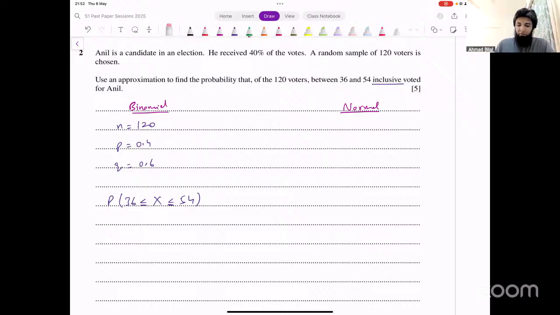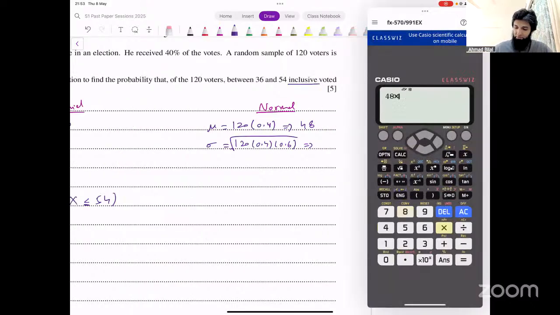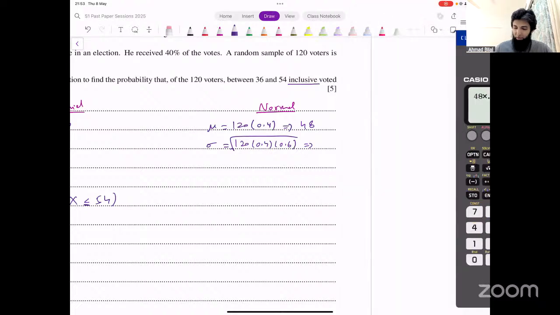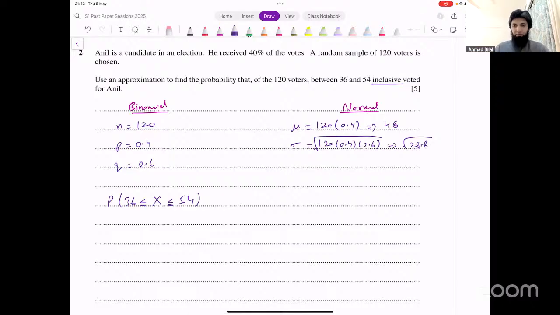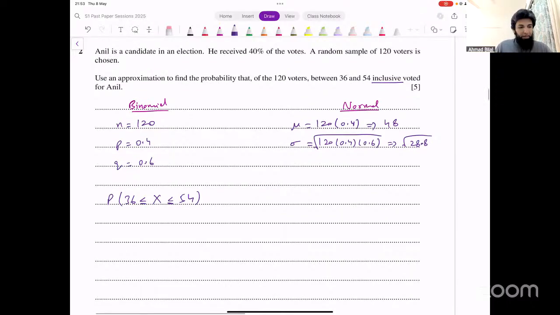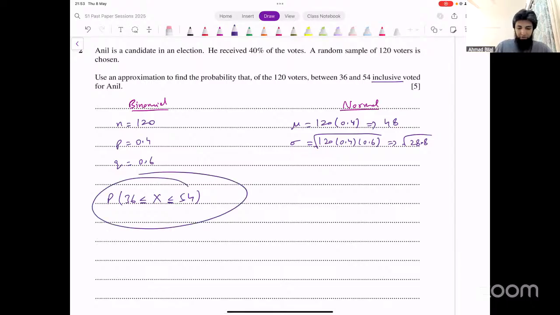First of all, we convert it to normal distribution. How do you do that? Find the mean, n times p, that will be 120 times 0.4. What do we get from that? 120 into 0.4? 48. And then sigma, what would that be? 120 into 0.4 into 0.6, and then square root of that. You can see what that turns out to be. 28.8. Square root of 28.8. Right? That's what the standard deviation is. Convert this to normal and see what that gives us.